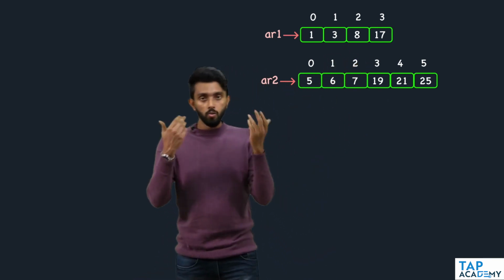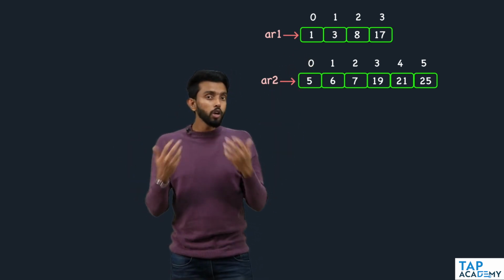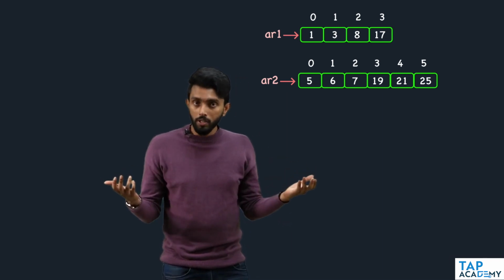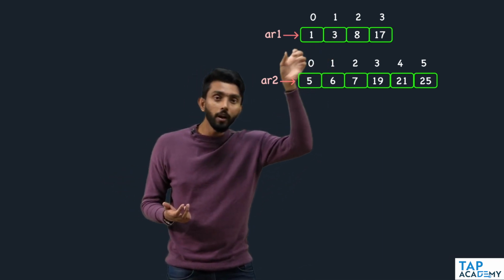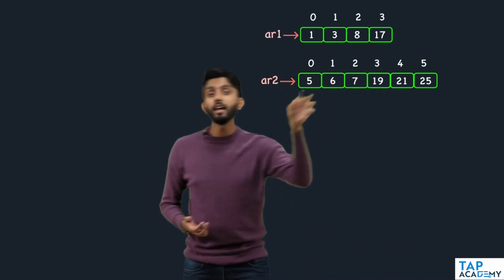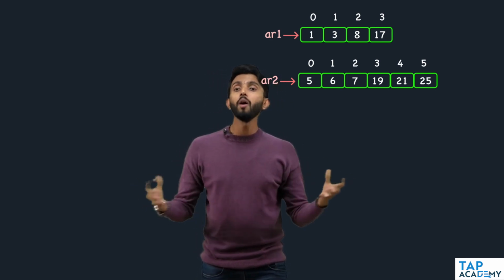Okay. Now, obviously, if you are going to merge them, you will need a new array. And what should be the size of that new array? The size of the new array should be such that it will be able to accommodate all the elements in the first array and all the elements in the second array as well. Any confusion till here?